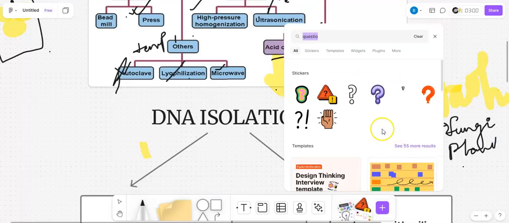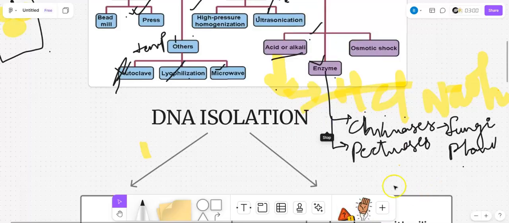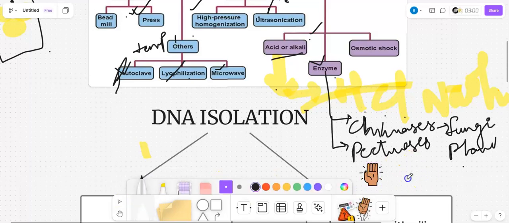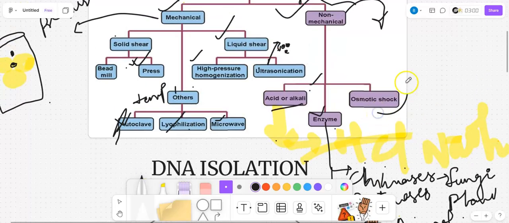And tell me, what do we use for animal cell lysis? What do we need? What do you think? We will also need an enzyme. An enzyme is required for animal cells. Think about it and let me know in the comment section which enzyme is required for animal cell lysis.